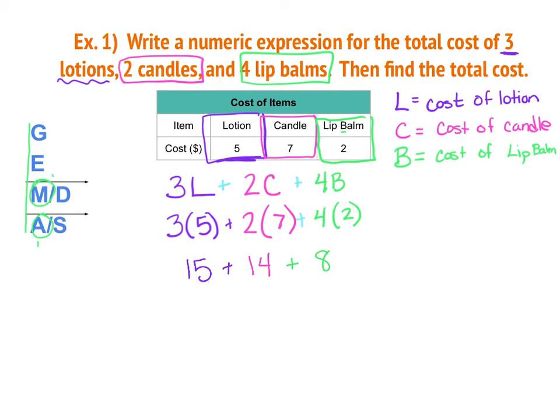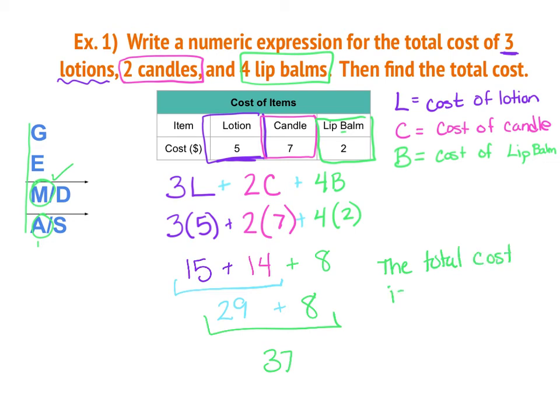So we did multiplication. Now we're going to do our addition. So go ahead and add 15 plus 14. That is 29 plus, and then I have my 8. So 29 plus 8 is 37. So what does that 37 mean? It means that the total cost is $37.